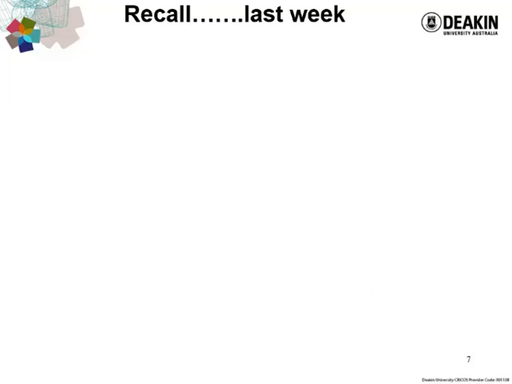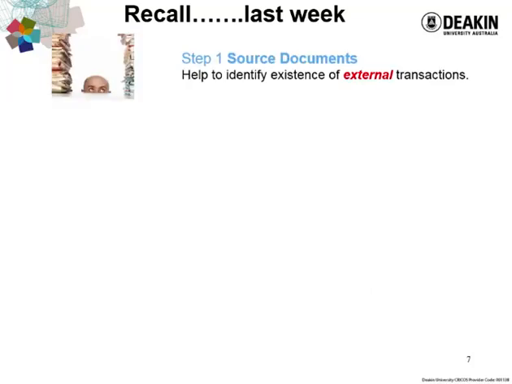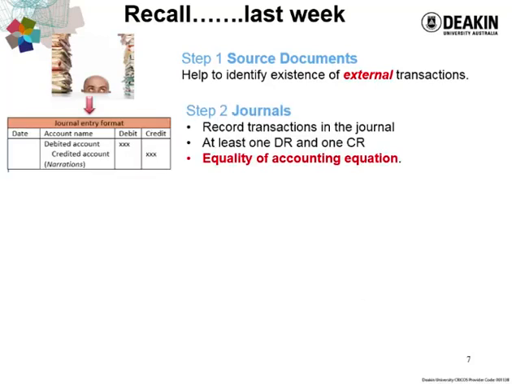A 5-minute revision. What did we cover in topic 2? We start with source documents such as invoices, remittance advice, which help us to identify the existence of external transaction. Source documents give us the evidence to support and to verify the transactions, and they can be used to resolve any disputes. We then first record all the external exchange or the transactions on journals.